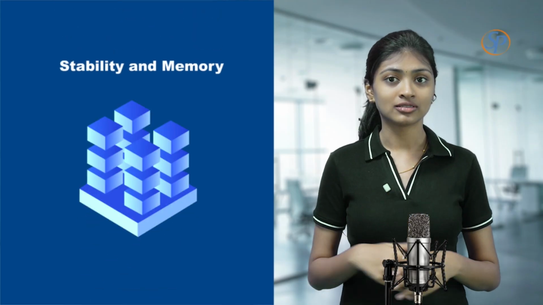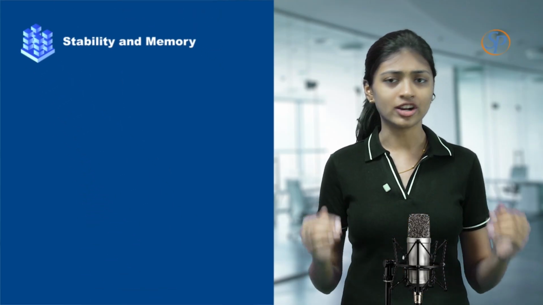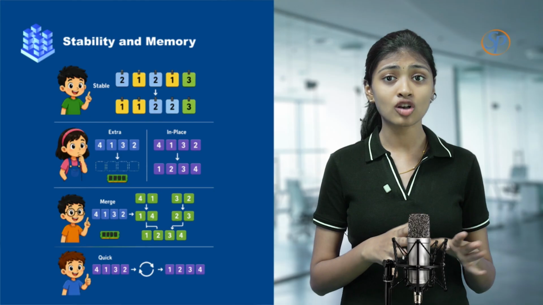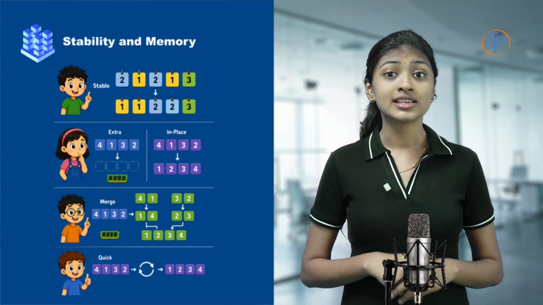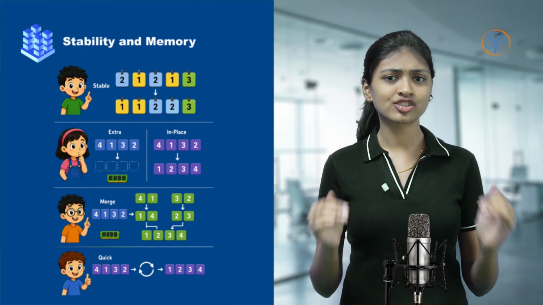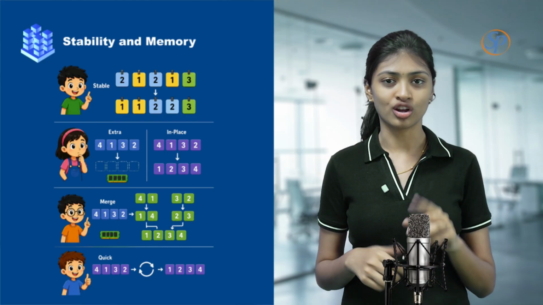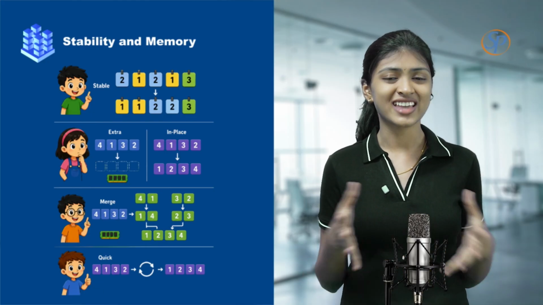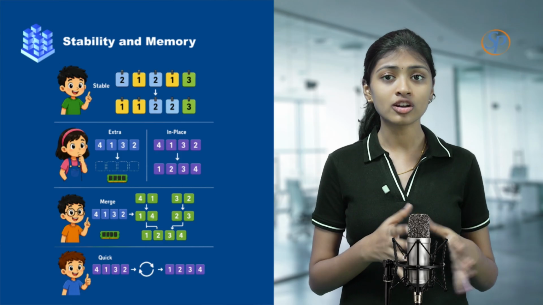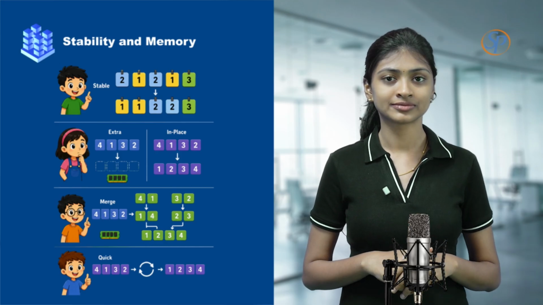Stability and memory. Some sorting keeps order the same. This is called stable sorting. Some algorithms use extra memory and some do not. Merge sort uses extra space. Quick sort works in place.